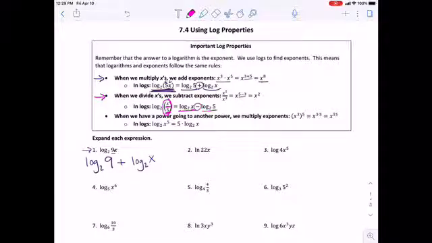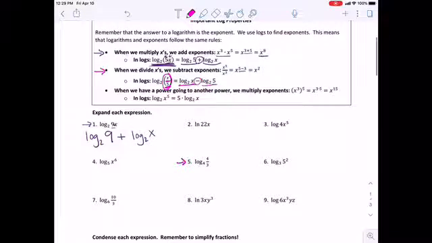So, for example, if you look at problem 5 right here, where we have division going on, this is going to become the log base 4 of 4 and the log base 4 of 3. Notice how the 4 and the 3 both got their very own log. And then, because I notice I'm dividing, that division is going to turn into subtraction. So I'll put a subtraction sign in between.